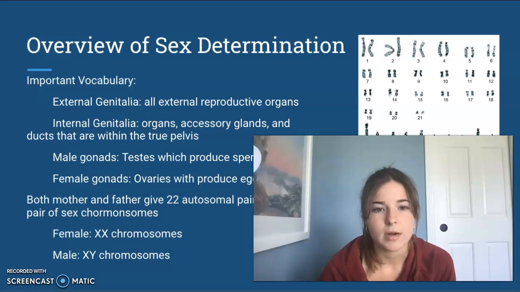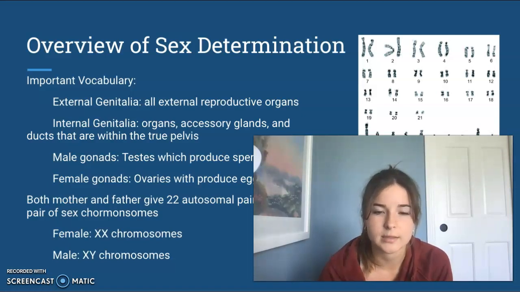For males, the gonads are the testes that produce sperm. For females, the gonads are the ovaries that produce eggs. The female that produces the egg and the male that produces the sperm come together, and at first they are both haploid, but when they come together, they produce what is known as a zygote, and it is diploid.